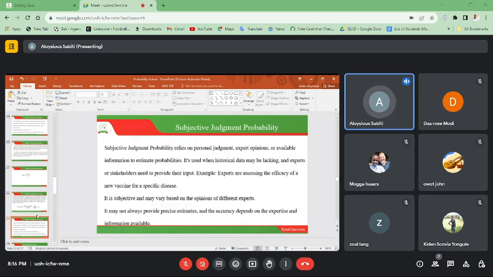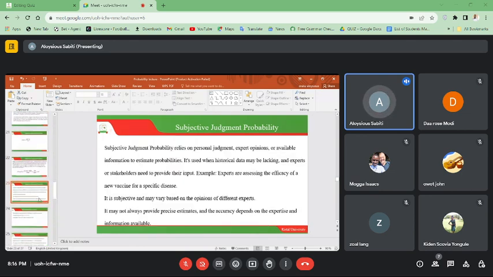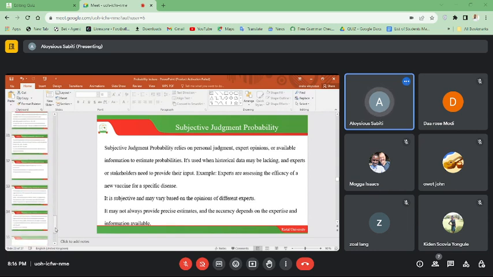So up to that far, I'm thinking that I'm going to end with subjective judgment because we're already an hour in, and I will just conclude these other slides tomorrow. So to conclude subjective judgment, we have just said here that subjective judgment probability relies on personal judgment. It also relies on expert opinions or available information to estimate probabilities. It is used when historical data may be lacking and experts or stakeholders need to provide their inputs.